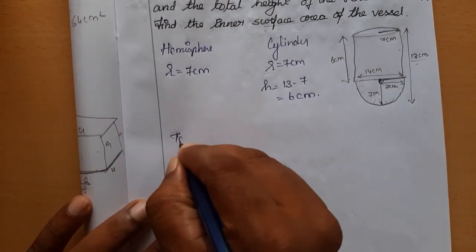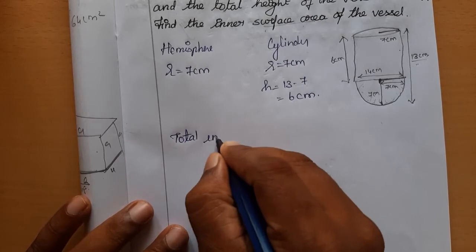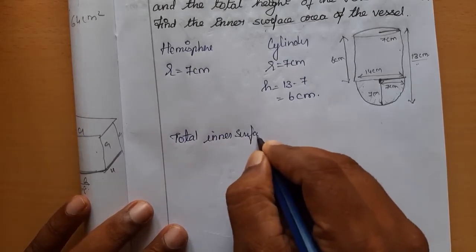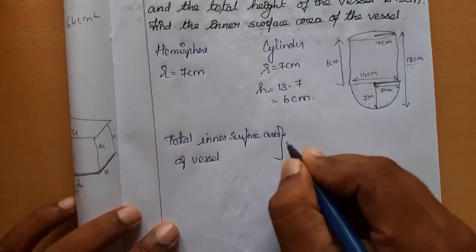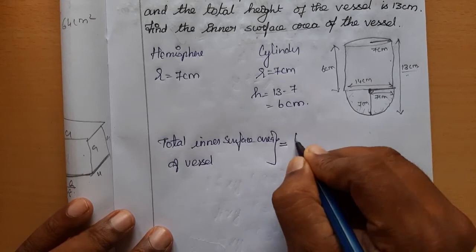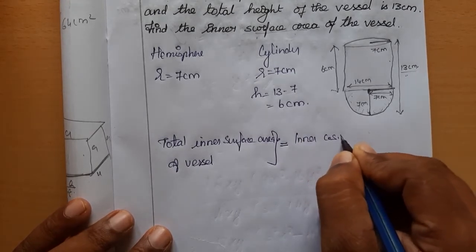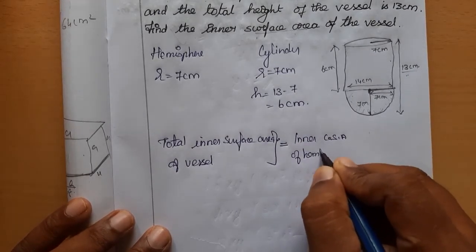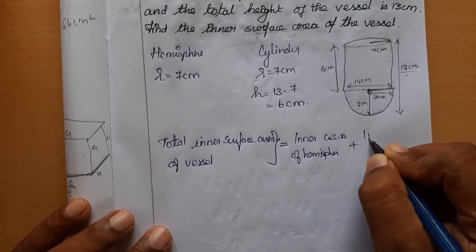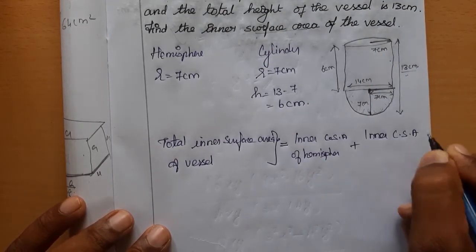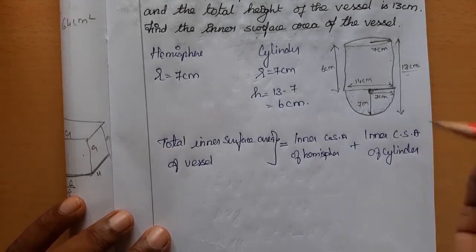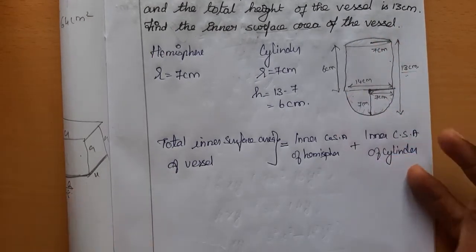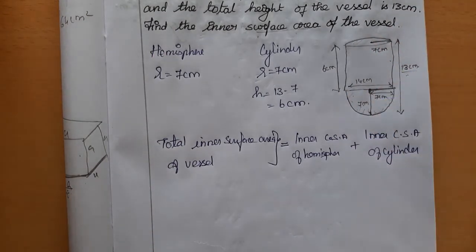So the total inner surface area of the vessel, which is a combined shape, is equal to the inner curved surface area of the hemisphere plus the inner curved surface area of the cylinder. We are not choosing the total surface area, since the top and the bottom of the cylinder are not covered, since it is open, there is no surface, right? That's why we are choosing the curved surface area.